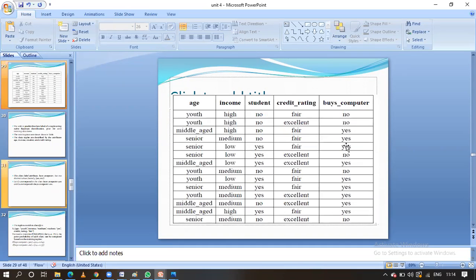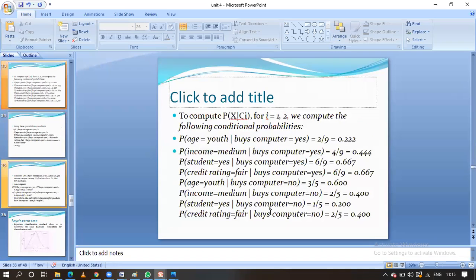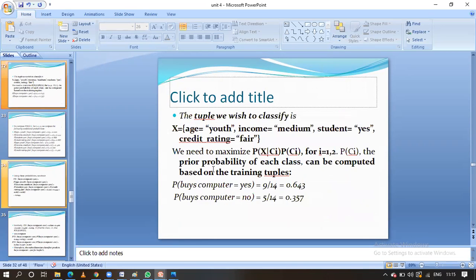For each and everything we have to calculate the posterior probability. That is why, okay, whenever yes is there, here yes అనేది కౌంట్ చేసుకోవాలి. ఇక్కడ yes వచ్చినప్పుడు 1 ఉంది, అలాగే 2, 3, 4, 5, 6 ఉంది. That means 6/9 is the probability for student equal to yes and buys computer equal to yes, guys. 6/9 వచ్చిందో లేదో చూద్దాం. Yes guys, we got the same answer, that is 6/9. Likewise for credit rating equal to fair కూడా చెక్ చేసుకోవాలి. మరి ఈ మూడింటిని ఎందుకు చెక్ చేసుకుంటున్నామండి? This is the input data, guys.